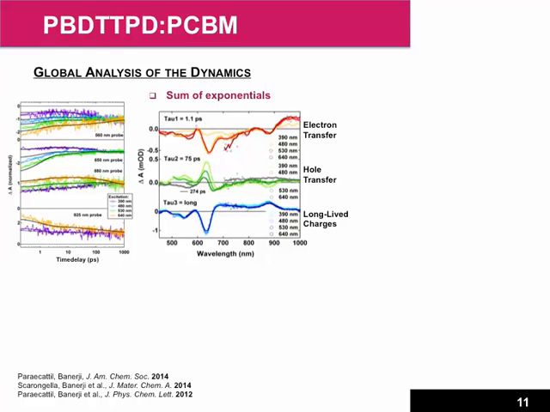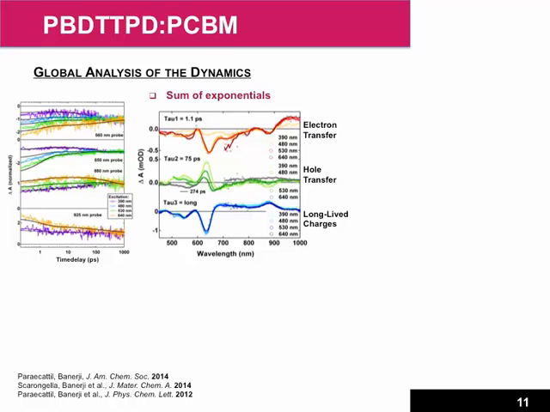And then we saw a much slower component due to the hole transfer, which actually became more important the more we excited in the blue, the more we excited the fullerene. And again, it was very clear to assign this to hole transfer. And then we saw some signature due to long-lived charges.